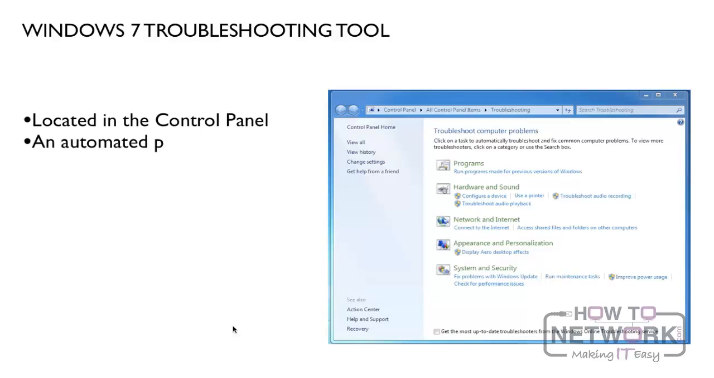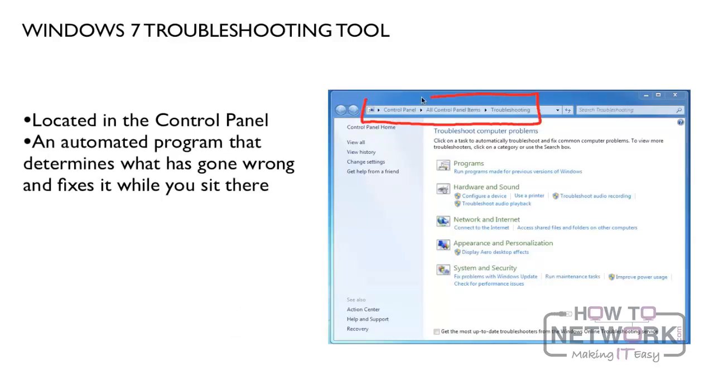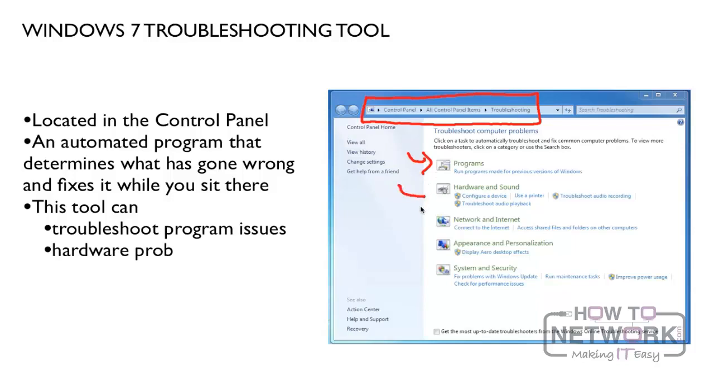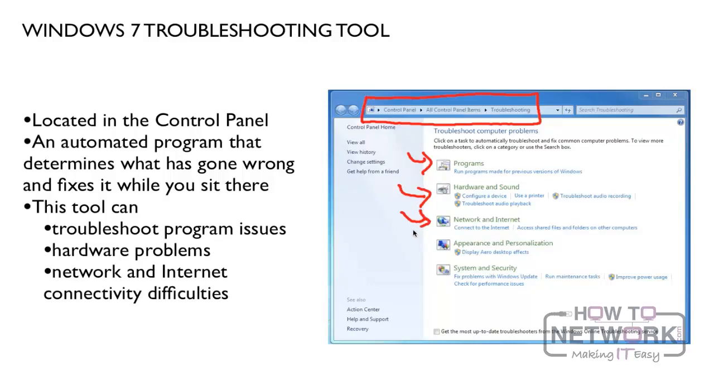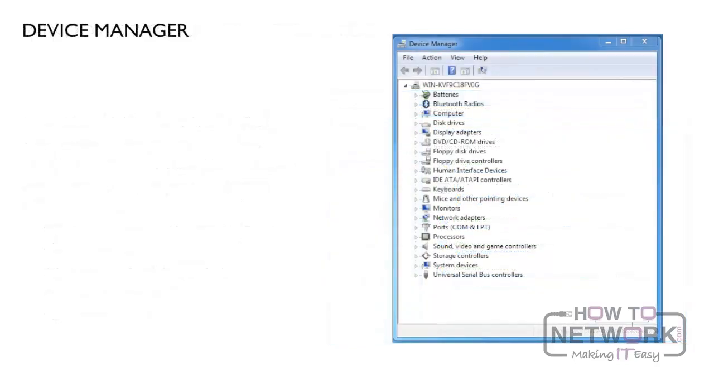It's located in the Control Panel under Troubleshooting, and it's an automated program that determines when something has gone wrong and fixes it while you sit there. This tool can do several different things. For instance, it can troubleshoot programs on your computer, hardware and sound problems, network and internet issues, for instance, if you're not able to get out to the internet, and other things such as security and appearance and personalization. Let's go take a look at it in Windows before moving on to the Device Manager.